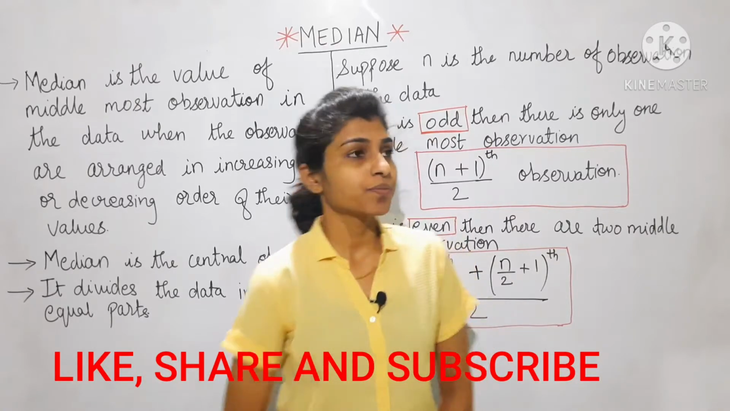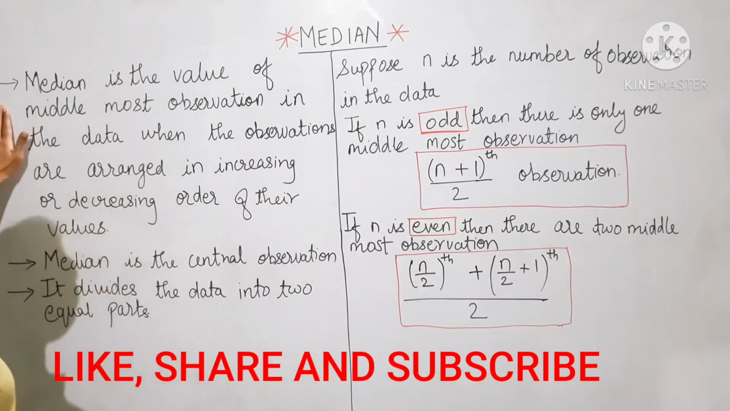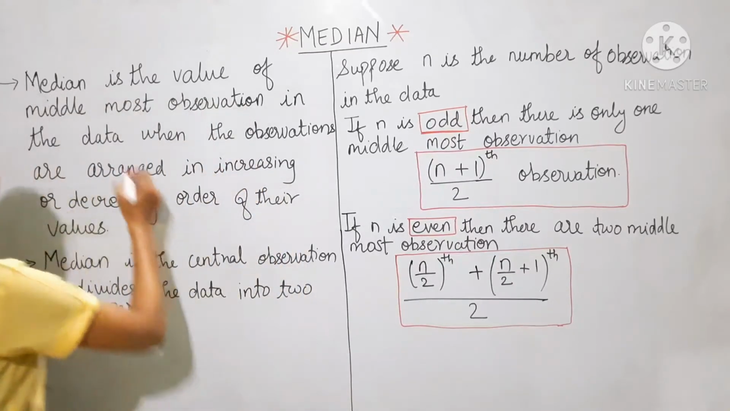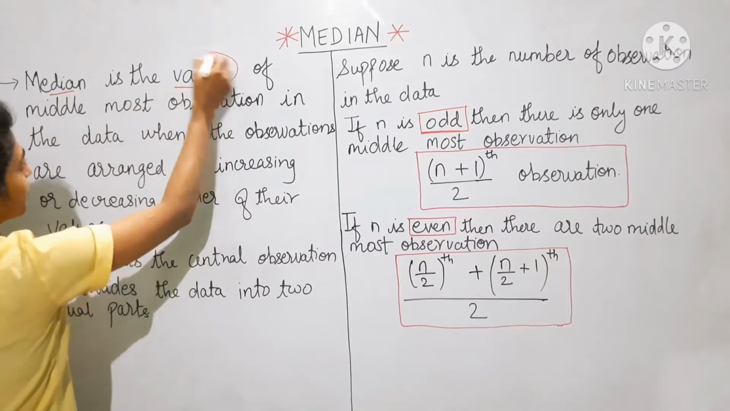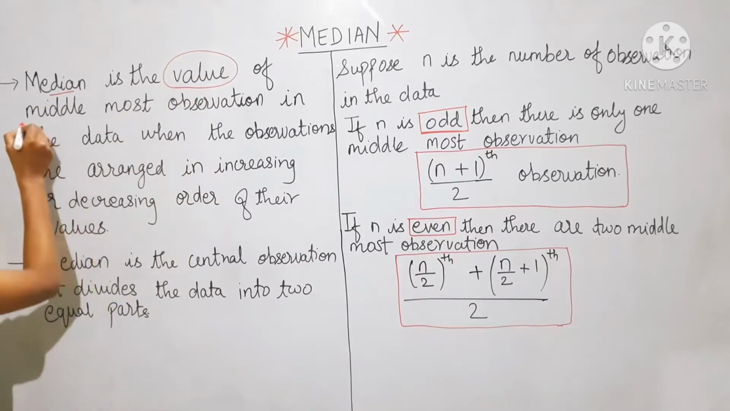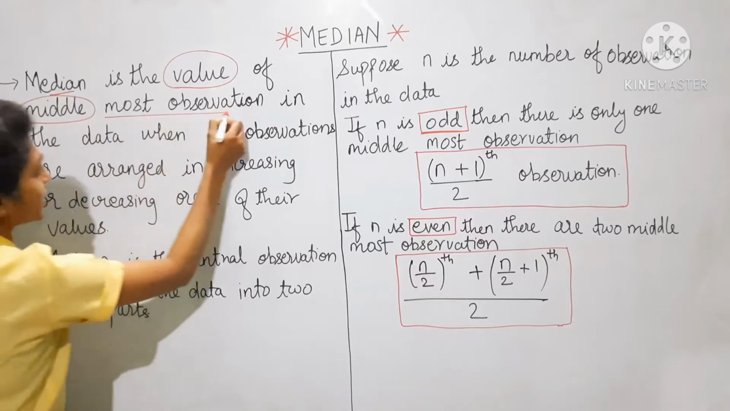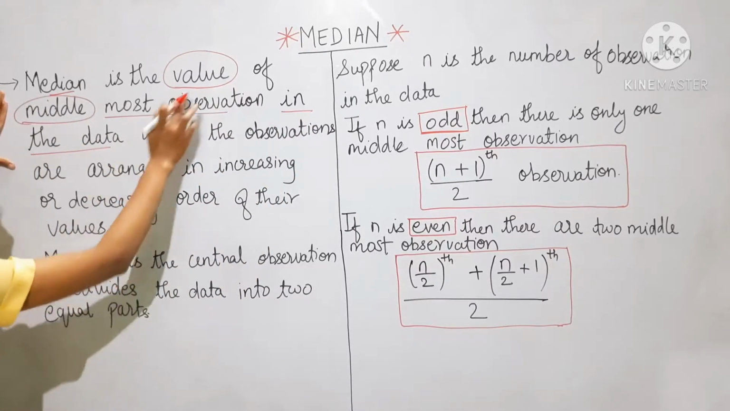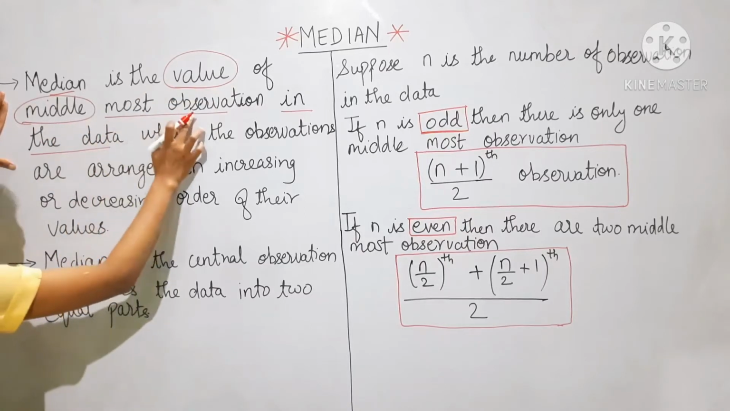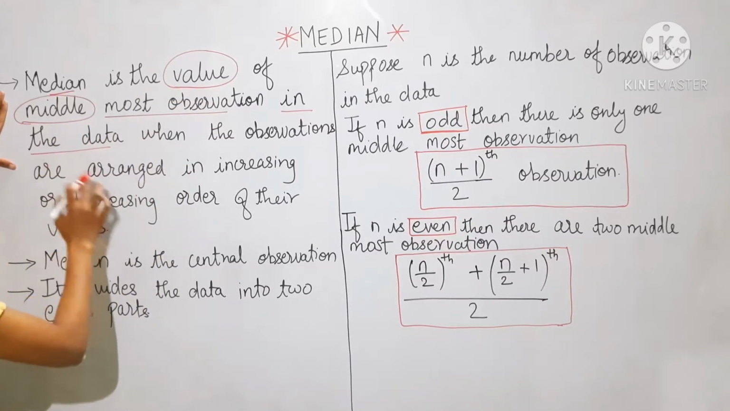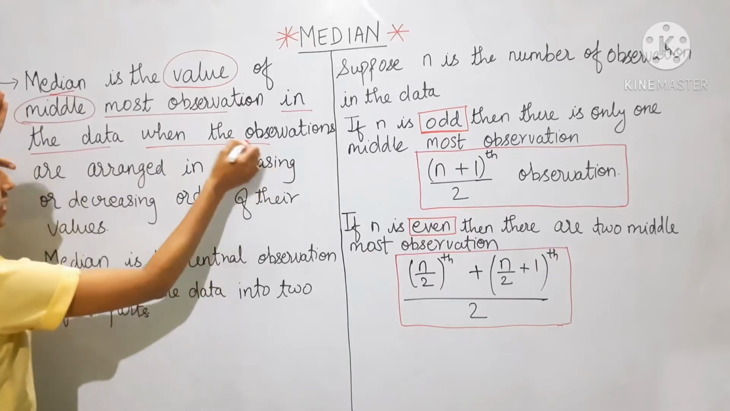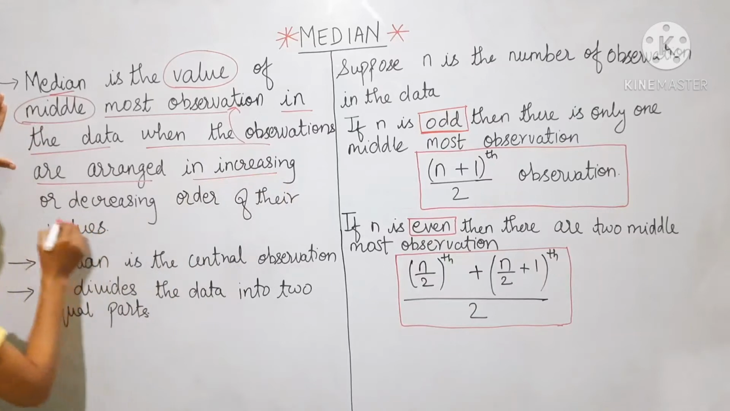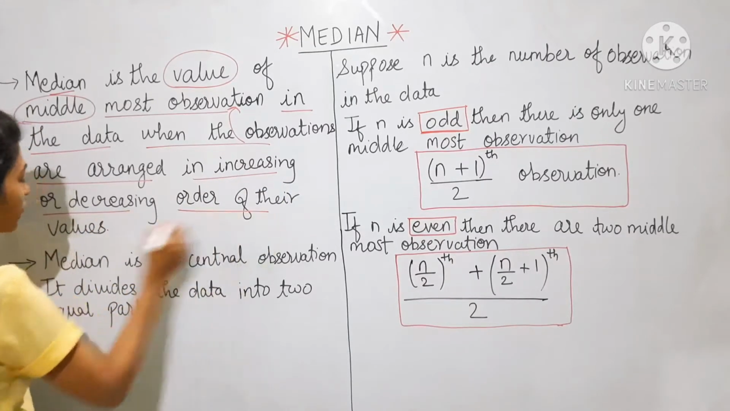So let's start. The meaning of median, or you can say the definition of median, is the value of the middlemost observation in the data, when these observations are arranged in increasing or decreasing order of value.